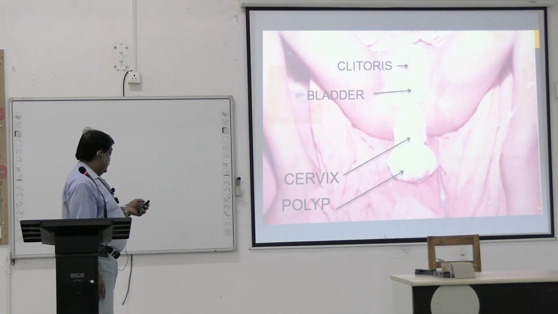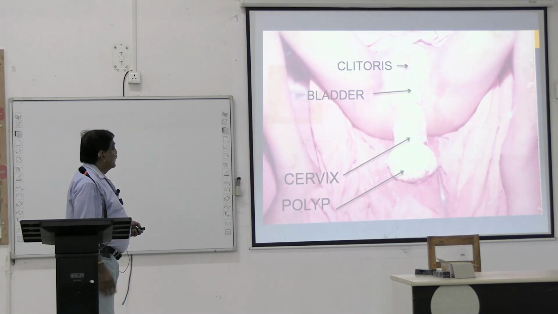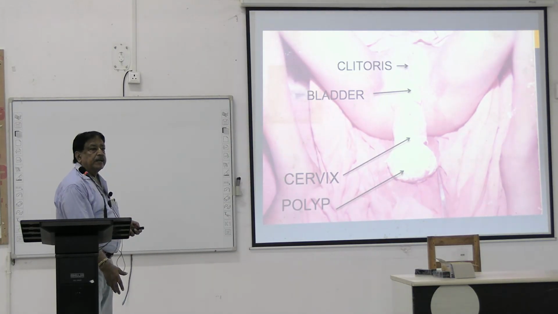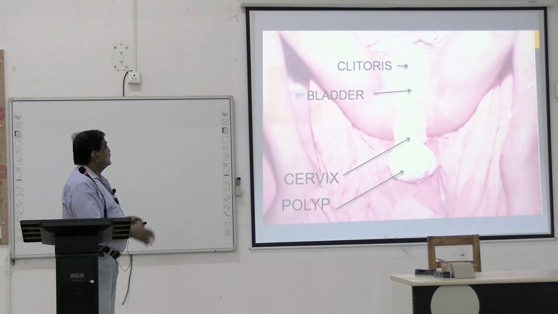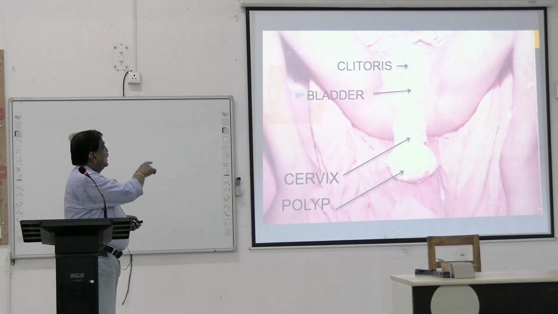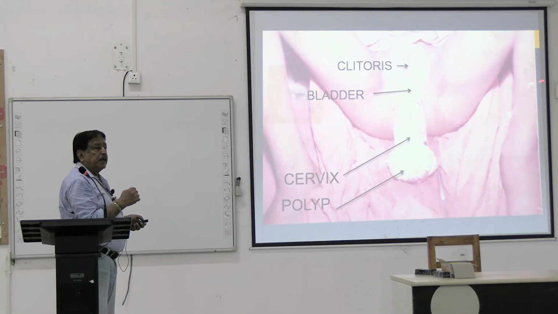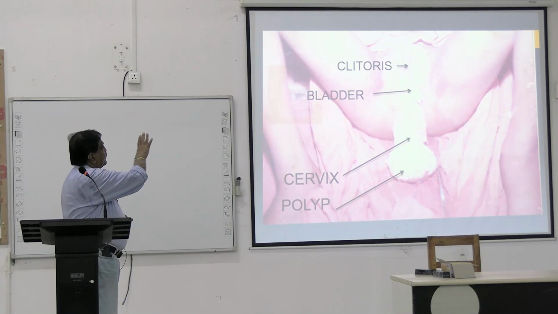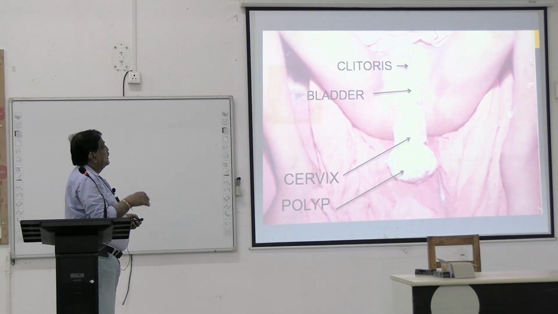Now this is again clitoris, bladder and cervix. See the polyp. It's a big polyp dangling. Now what I did is that first to give relief, I did a cervical polypectomy and then I raised the bladder, did the support to get it fixed up.